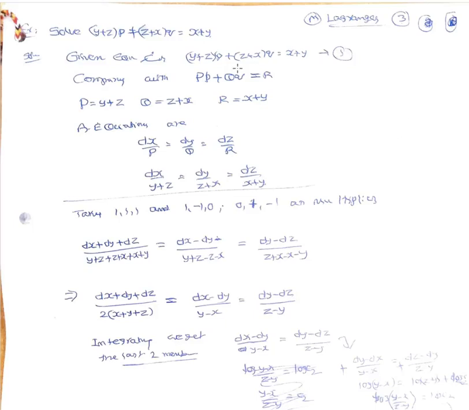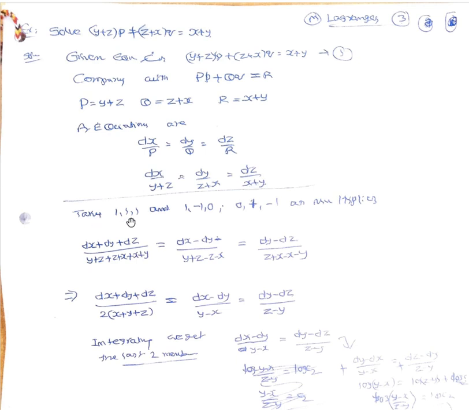Good morning, students. Today we are going to discuss one more problem on Lagrange's linear equation. Solve (y plus z) p plus (z plus x) q is equal to x plus y. So given equation I have written. Comparing with the standard equation, capital P, capital Q, capital R, you are going to get auxiliary equations dx by P, dy by Q, dz by R. So I have written the P, Q, R values.